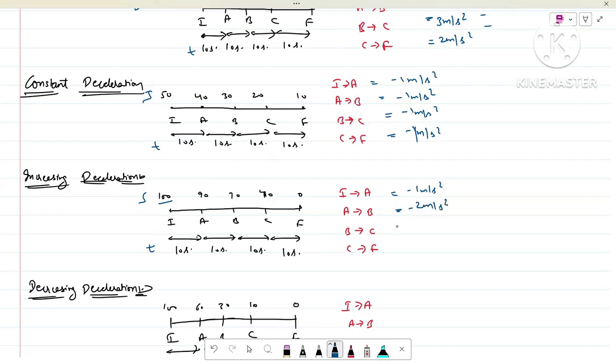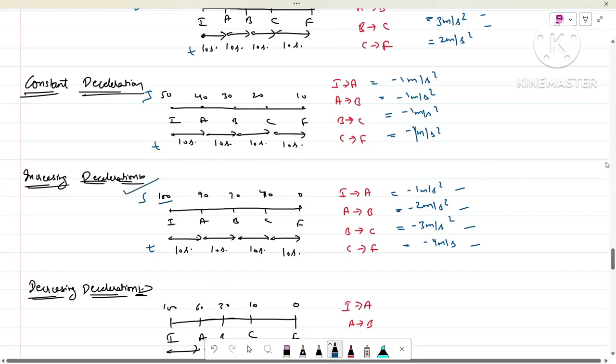From B to C, change is minus 30, so minus 3 meter per second square. And from C to F, it is minus 40 meter per second in 10. That is minus 4 meter per second square. We can see deceleration magnitude is increasing. So this is the journey of an object with increasing deceleration.